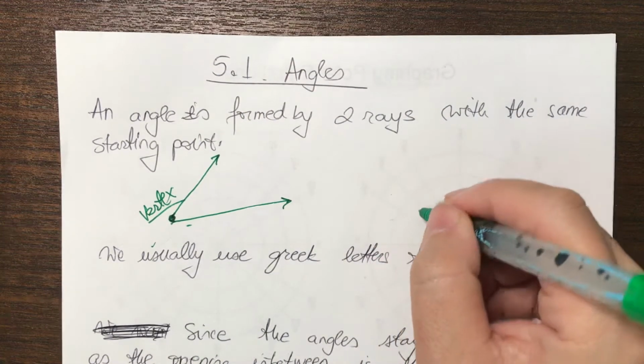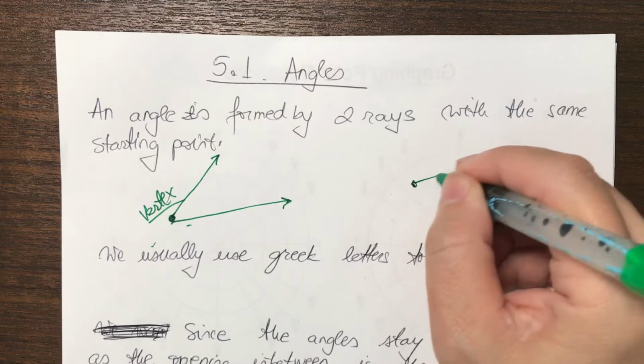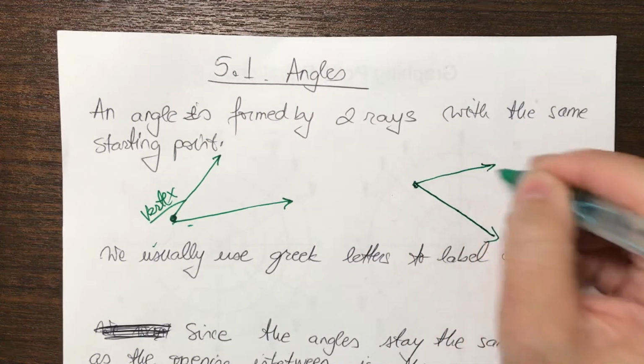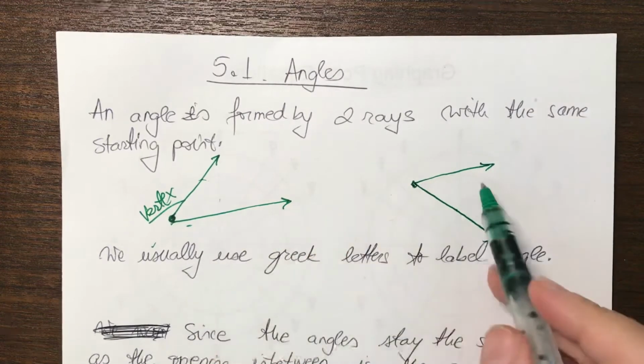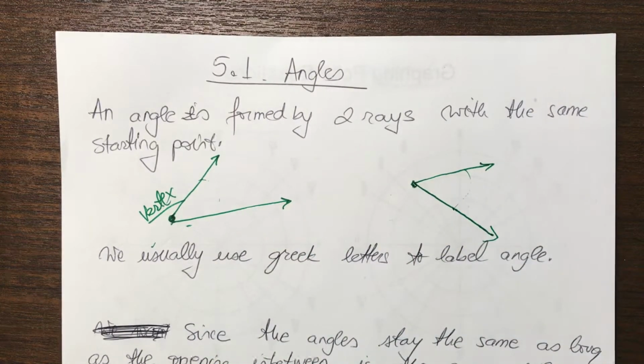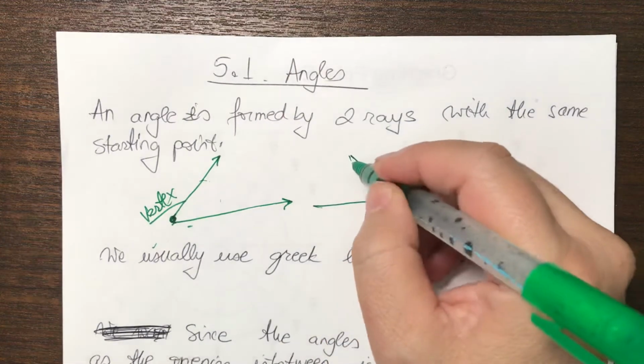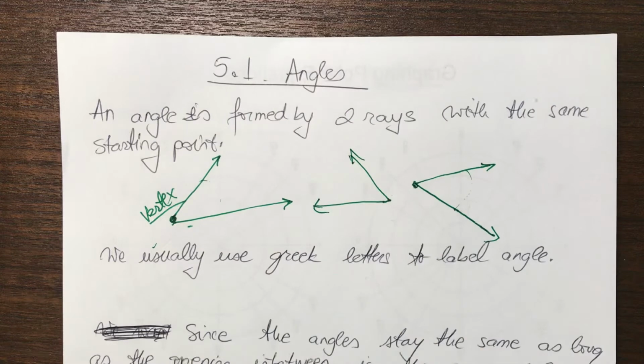Now, obviously, if I were to orient this angle a different way, it's really the same angle as long as the opening inside is the same, right? So it's the same angle. We can turn it this way, that way. It really doesn't matter. It's the same angle, right? As long as the opening inside is the same.